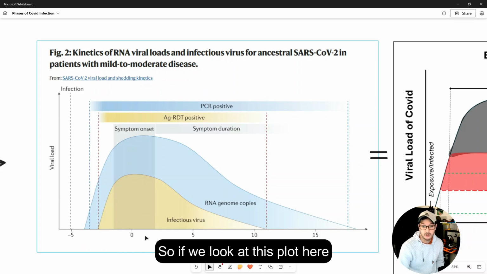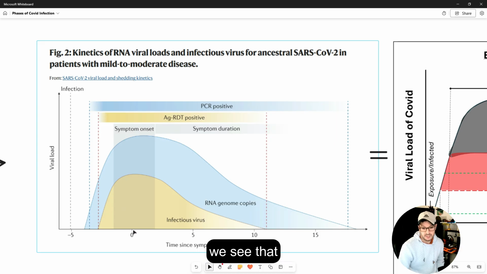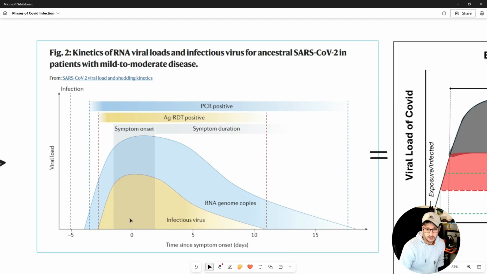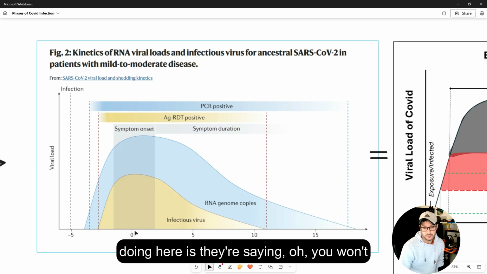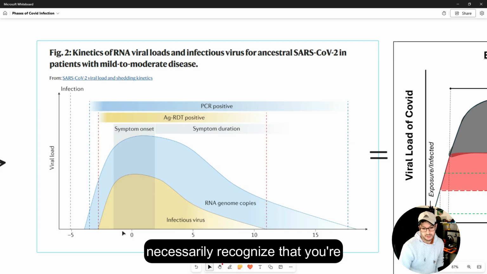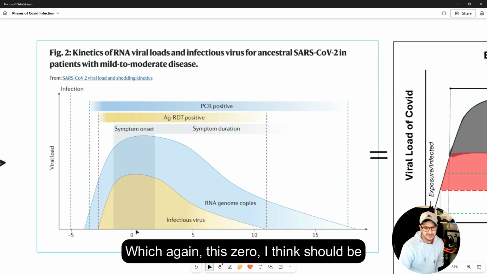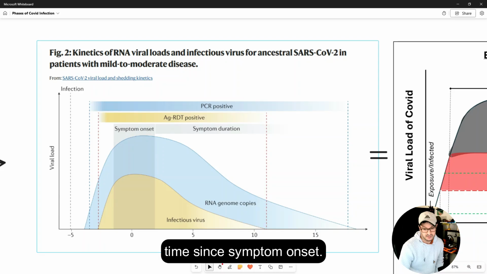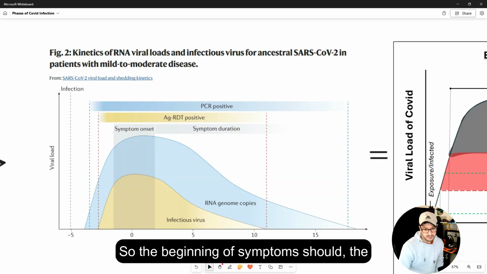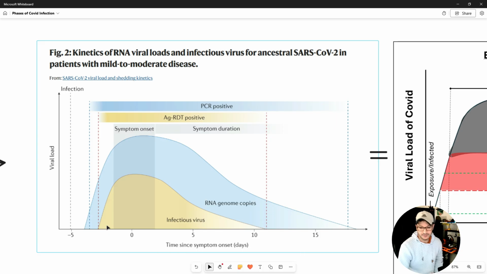If we look at this plot here from the early 2020s, we see that symptom onset occurs a little bit before day 0 onset of symptoms. I think what they're doing here is saying you won't necessarily recognize that you're symptomatic for a brief period of time, like a day or two. Which again, this 0, I think, should be right here at the beginning of symptoms. It's saying time since symptom onset, so the beginning of symptoms, the 0, should be there. Again, I don't like how they did this plot.